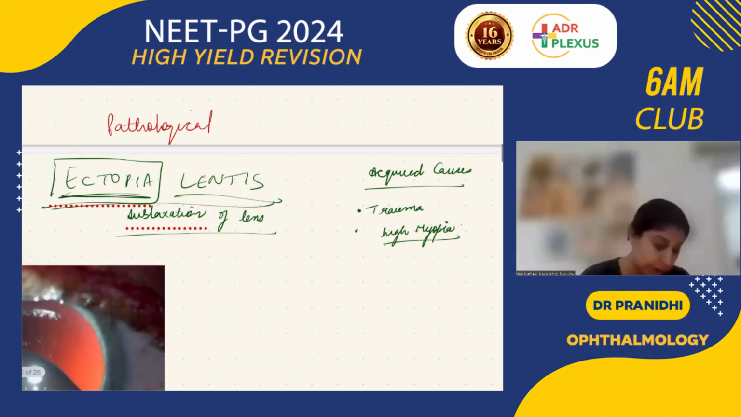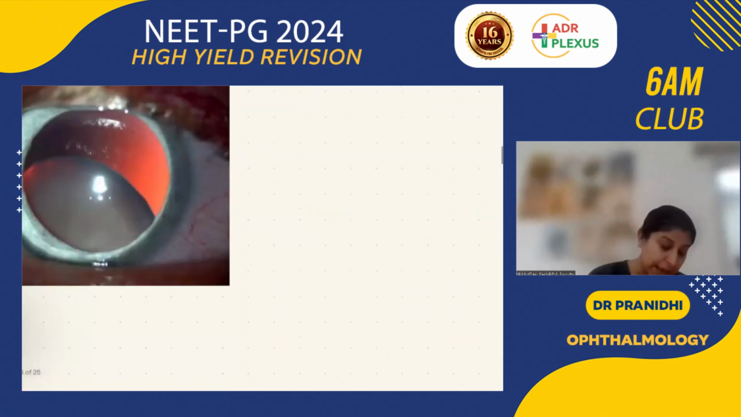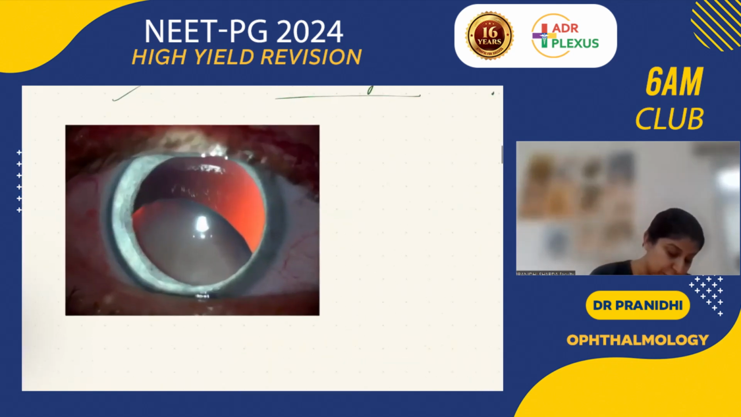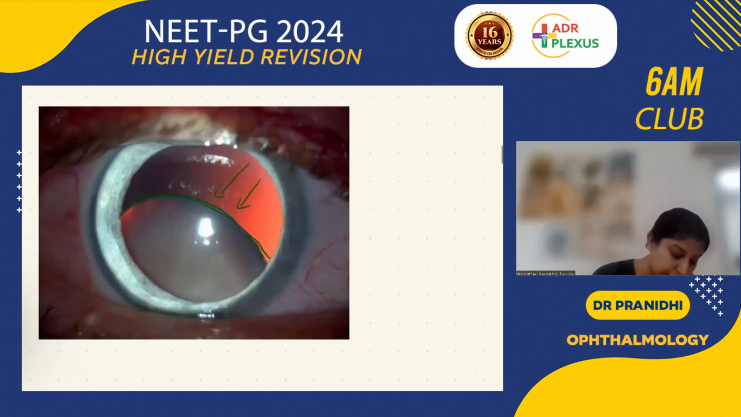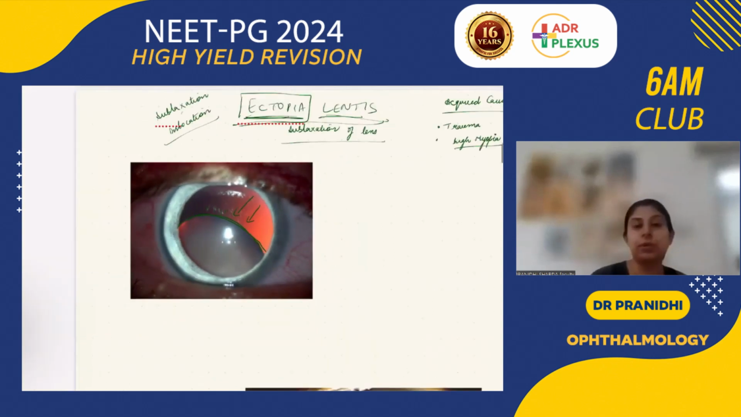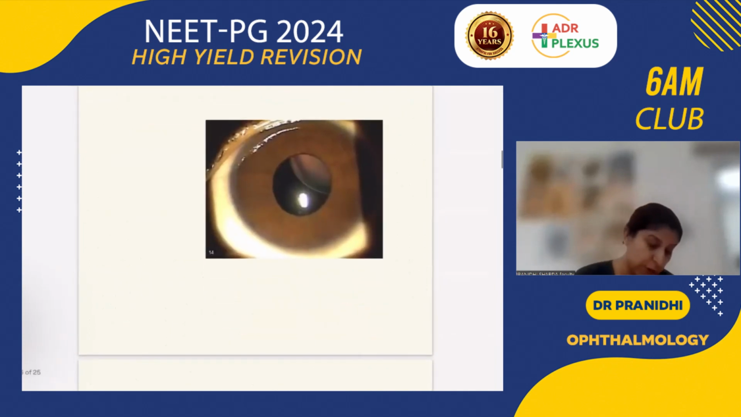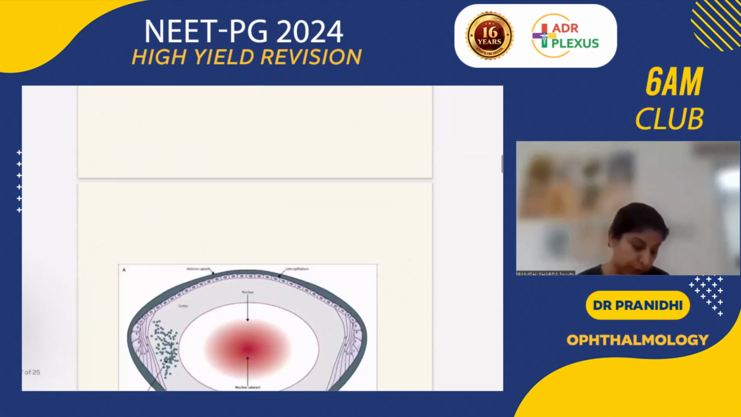Now we are coming to ectopia lentis, which is present since birth. Can you appreciate here that the lens has displaced from its position? Can you appreciate these lines? These are the broken ciliary zonules. But it has not completely dislocated. It has partially dislocated, so we have given it the term subluxation. And again, can you appreciate it has subluxated upwards, superiorly?